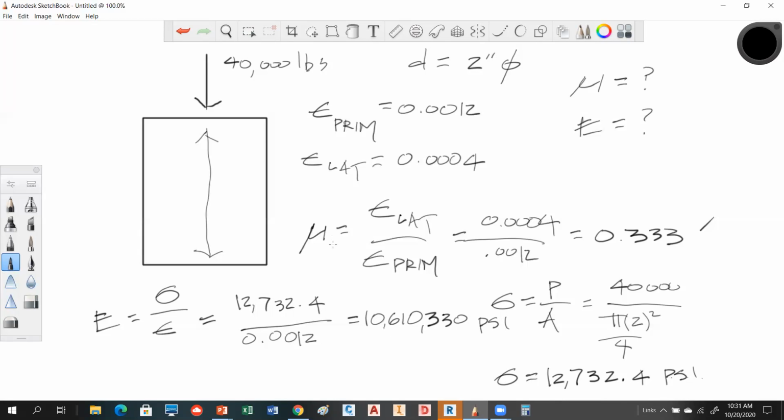So it's 10,610,330 psi, which we could define as 1, 2, 3, 4, 5, 6. So we could call that 10 to the 6th psi. And I think if you look that chart up, you'll probably see that's about what aluminum is. So it makes sense that Poisson's ratio is going to be material specific, and as is the modulus of elasticity. If you look at the chart for modulus, this very much agrees with aluminum, so does that. So if we were trying to determine what this specimen was, we could say, yeah, that's probably aluminum.